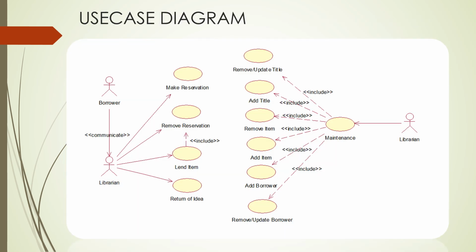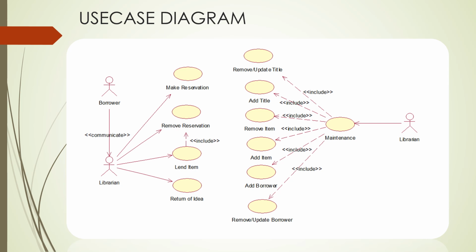Use case diagram for library management system. There are two actors, borrower and a librarian. Borrower will communicate with the librarian. Librarian will manage the system. Librarian will have access to make reservations, remove reservations. In the reservation, it includes lend item, and it also has return of item.